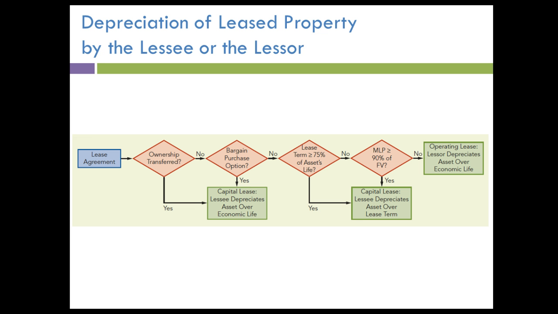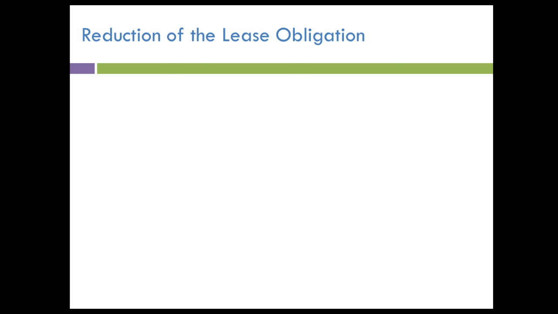If the MLP, minimum lease payments, is greater than or equal to 90% of the fair value of the asset, then again, that's one of the criteria. We're going to depreciate it over the life of the lease. If it's not, it's going to be an operating lease. This is a great slide to keep near you so you can find the guidelines in which to determine when leases are capital or operating leases.